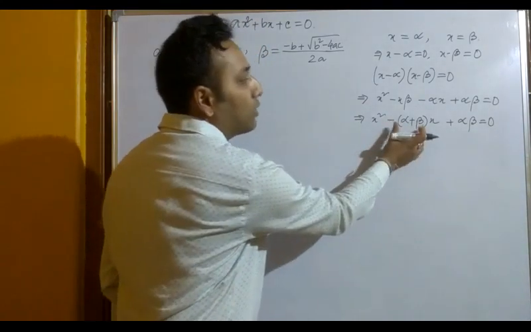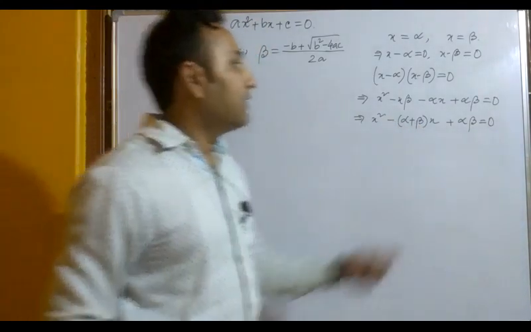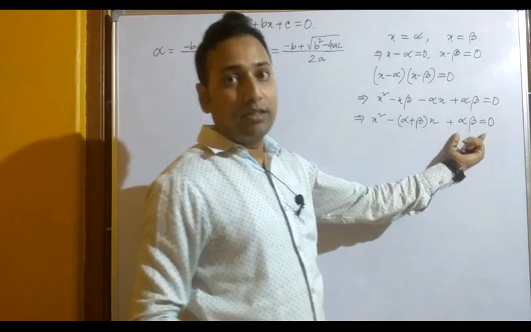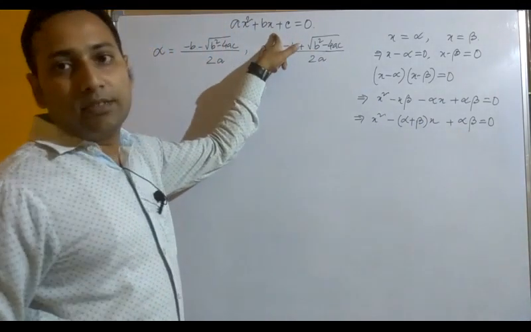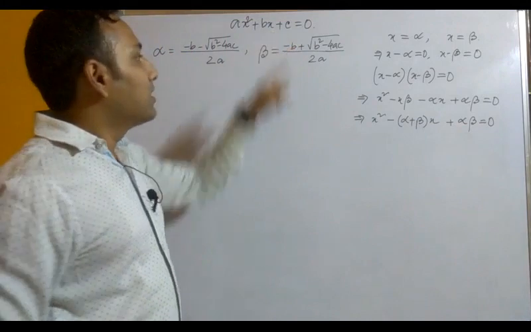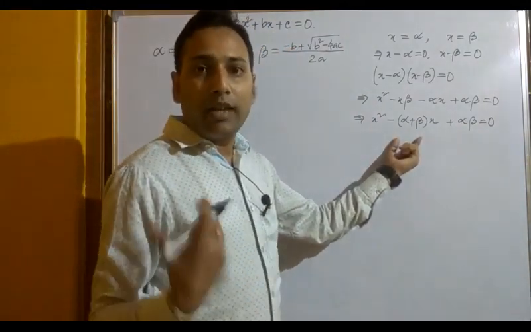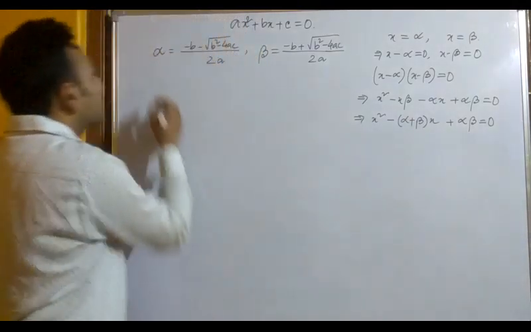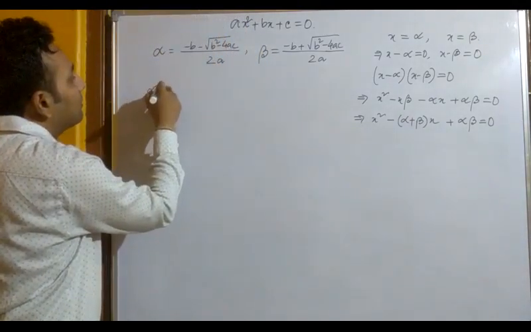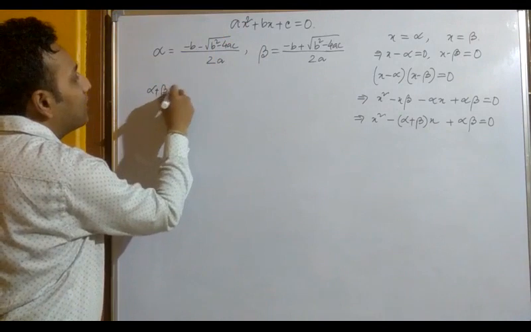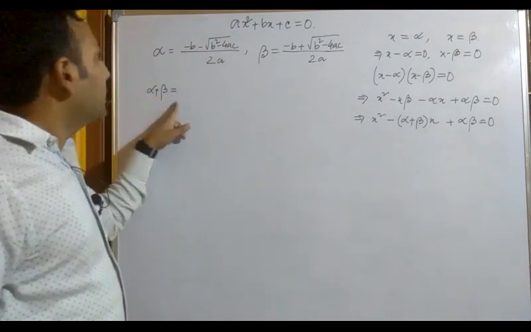So if I can find out the sum of the roots and I can find out the product of the roots, then finally I should get this equation. Okay, so let us find out the sum of the roots and check what happens. If I find out the sum of the roots, it will be alpha plus beta.